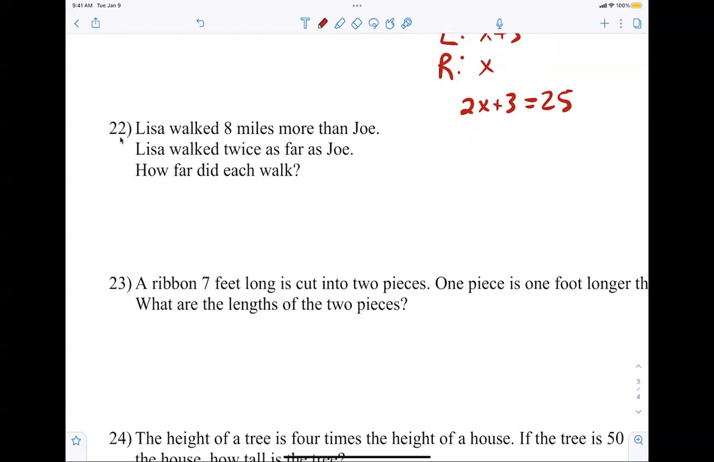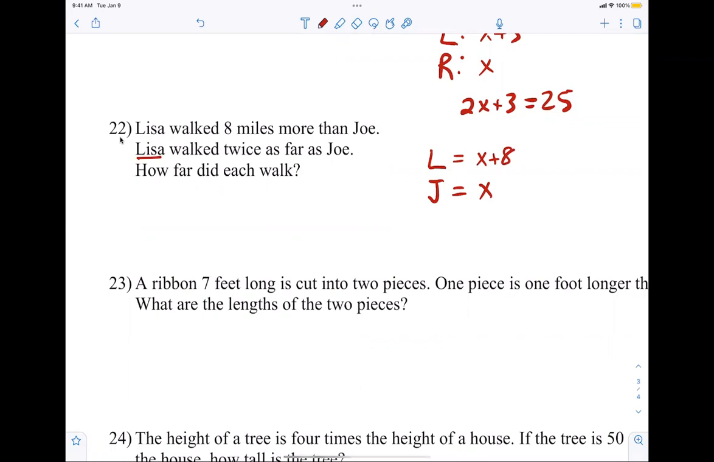How far did each walk? All right, so I'm listening. You got L and J. Where you put A plus X. But generally, traditionally, you tell me who's X first. Who's X? Joe. Joe is X. You with me on that? It doesn't matter, right? But we traditionally write the variable first. Okay, now it says what?